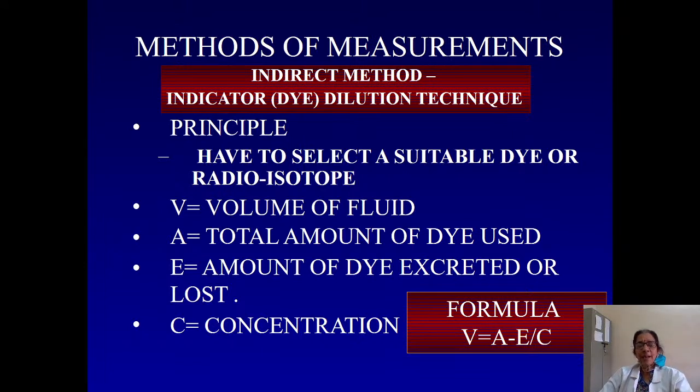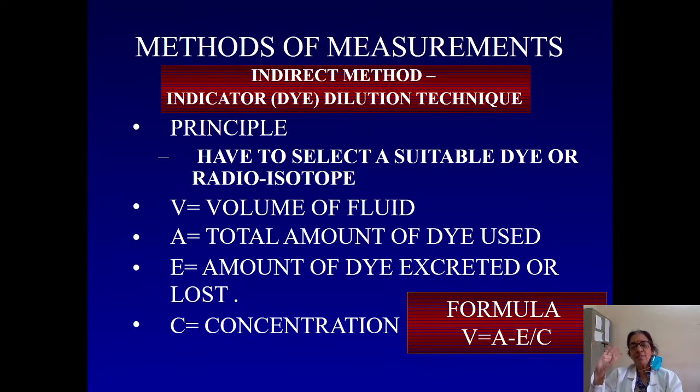Suppose I have injected about 35 milligrams of dye. After it mixes with the fluid, after some time I take out 1 ml of blood from the IV. Suppose that 1 ml of blood has 0.07 milligrams of the dye.